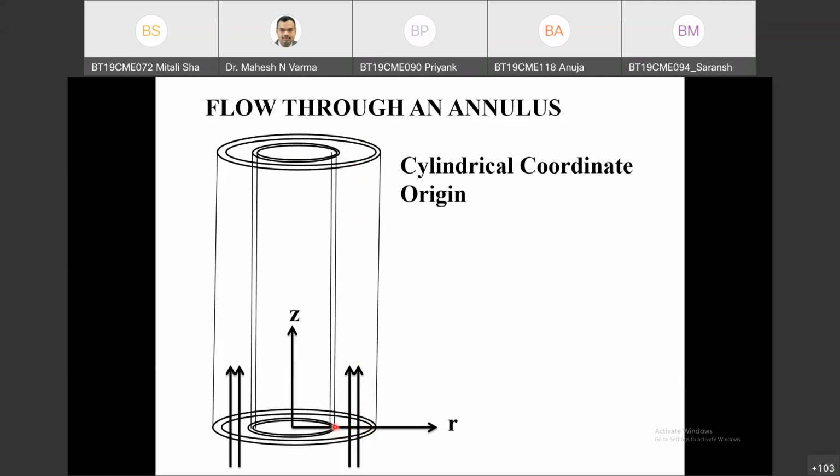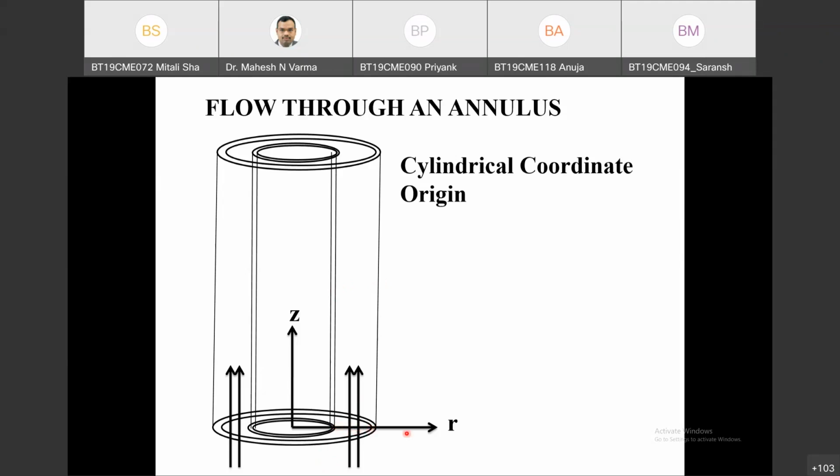But R starts at kappa R. The outer radius of the inner cylinder is kappa R, where kappa is between 0 and 1. The radius of the outer cylinder is capital R, and the inner one is kappa R. Kappa is less than 1 and greater than 0. So R starts at kappa R and ends at capital R.